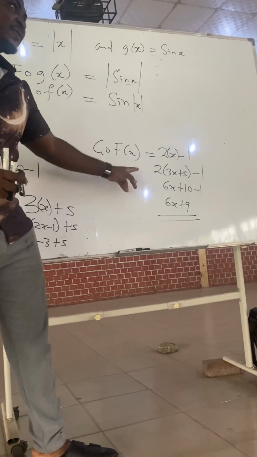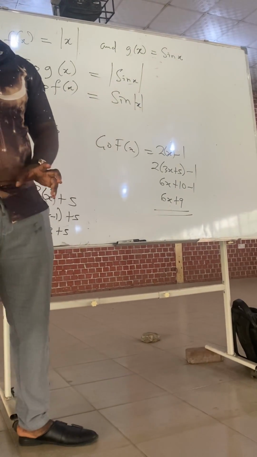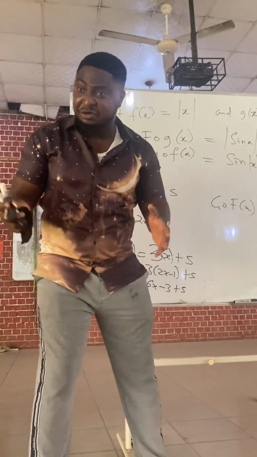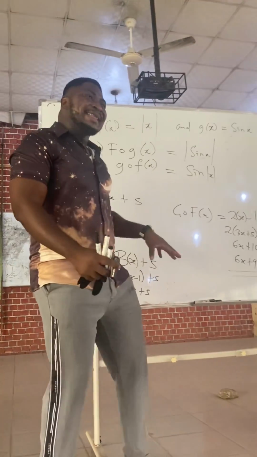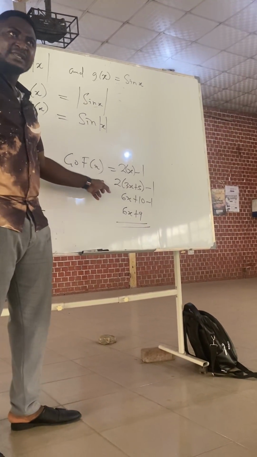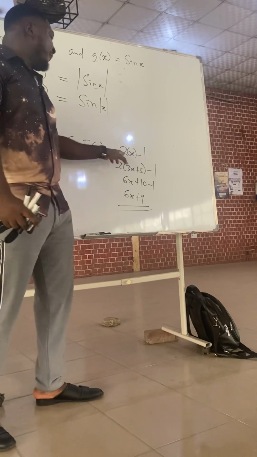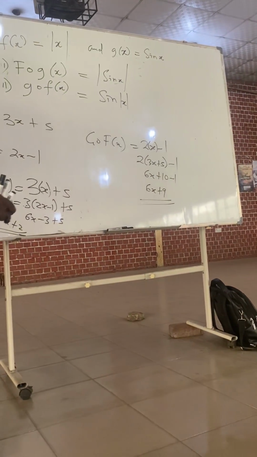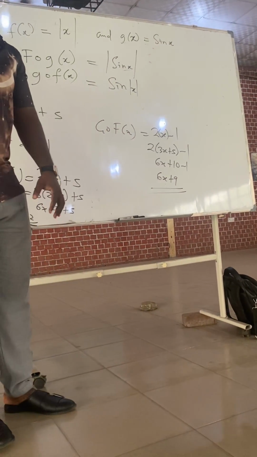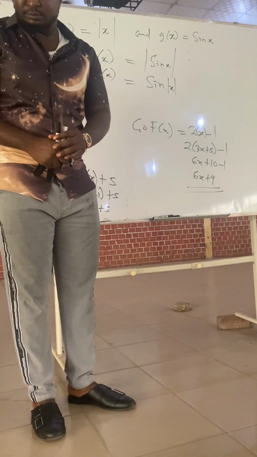Find g of f of x. First of all, write down your primary. Step 1 actually is identify your primary and secondary function. Identify your primary and secondary. Step 2, write down your primary. So primary is g, secondary is f. Now write down your primary function, 2x minus 1, because g is the primary. Write down your primary function.